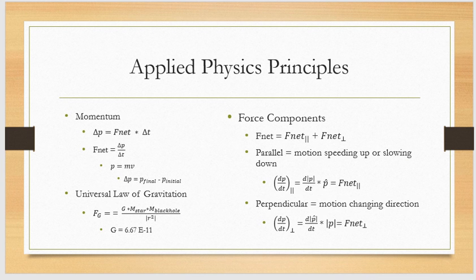The main physics principles applied were the relationships between momentum and net force, where the change in momentum is equal to the net force times the change in time, and the relationship between momentum and velocity, where momentum is just the mass of the object times its velocity. Furthermore, Newton's universal law of gravitation was used to relate the two objects at play using the distance between them and each of their masses.